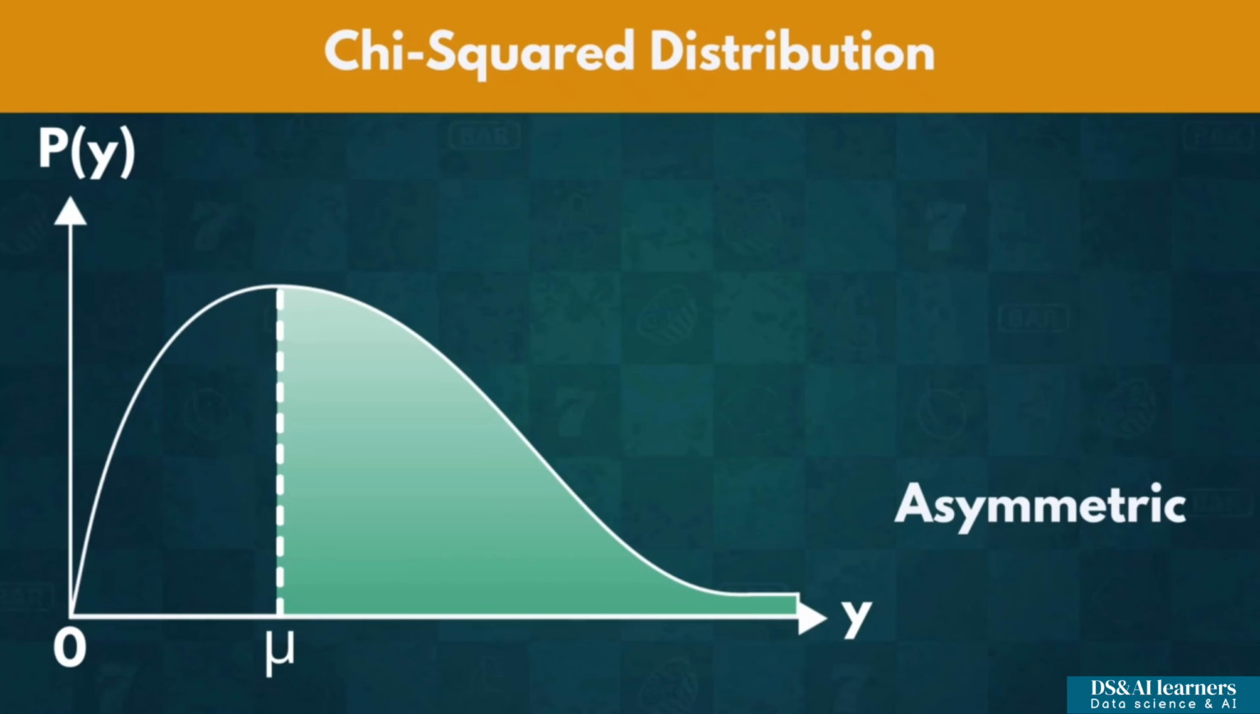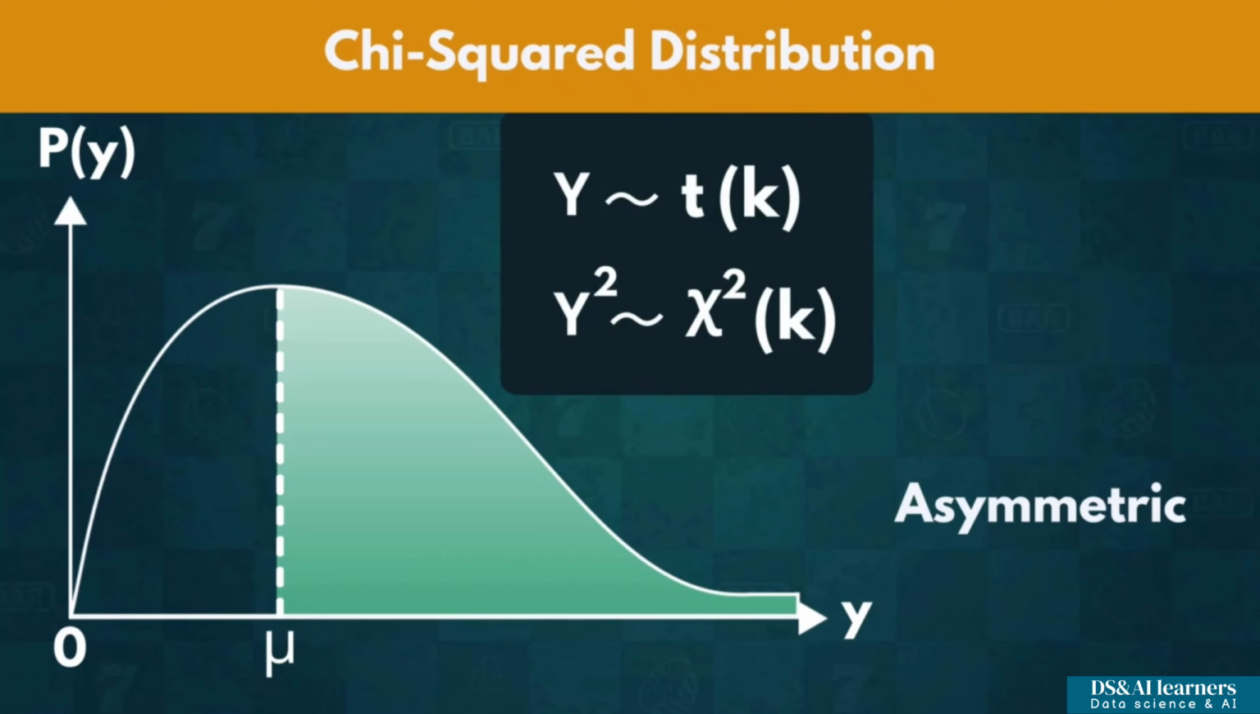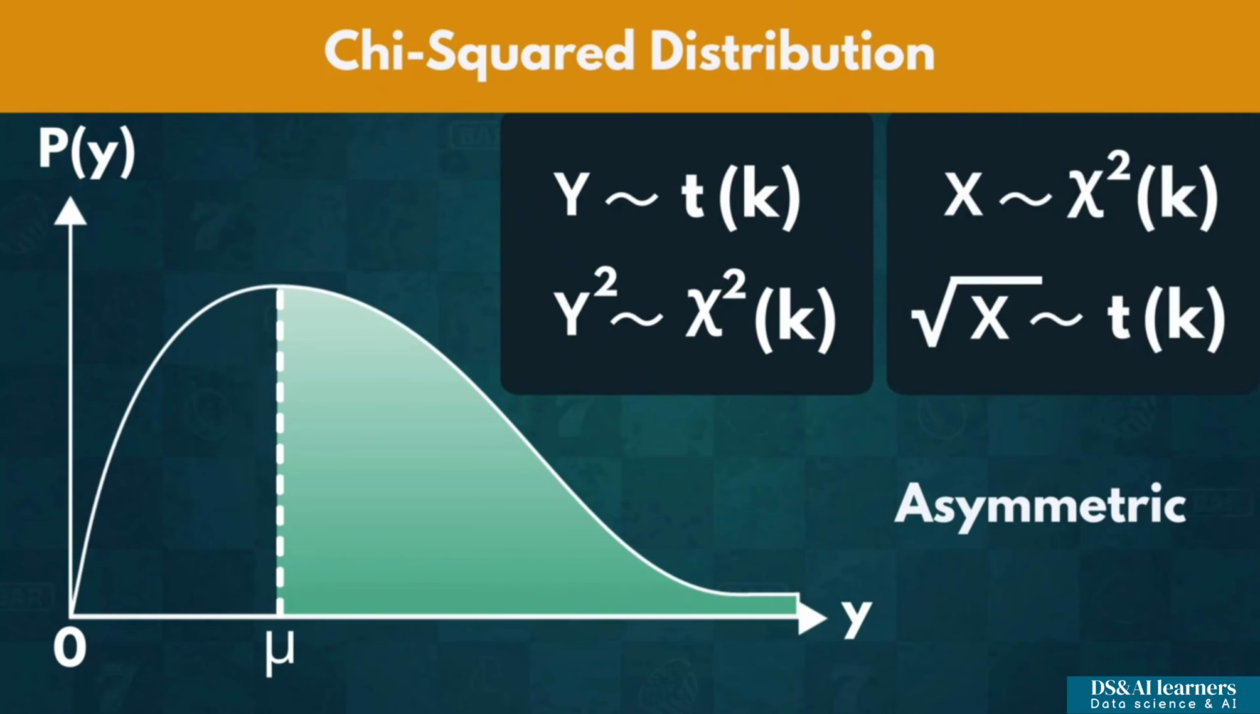This, by the way, shows you yet another transformation. Elevating the student's t distribution to the second power gives us the chi-squared, and vice versa. Finding the square root of the chi-squared distribution gives us the student's t.